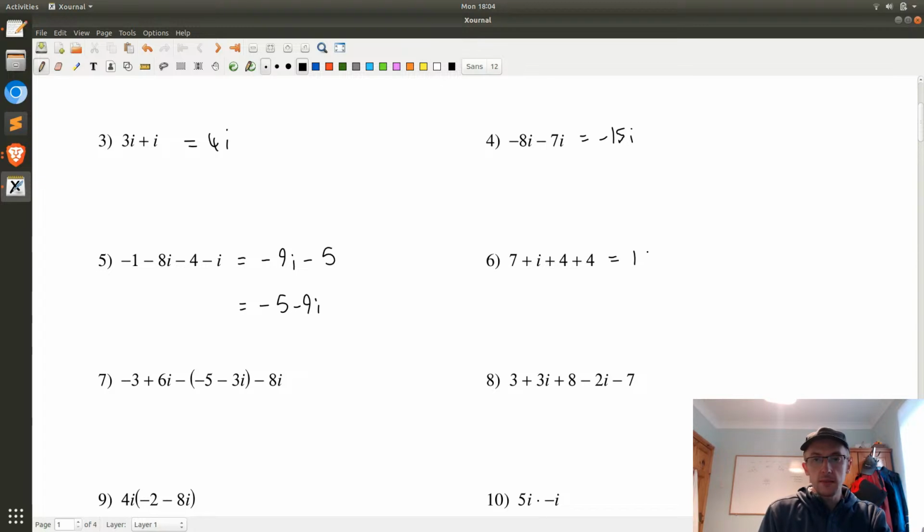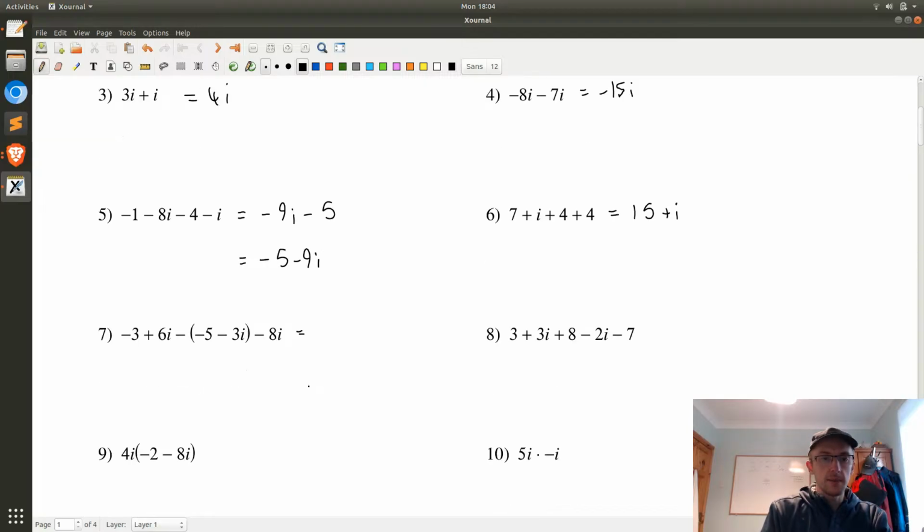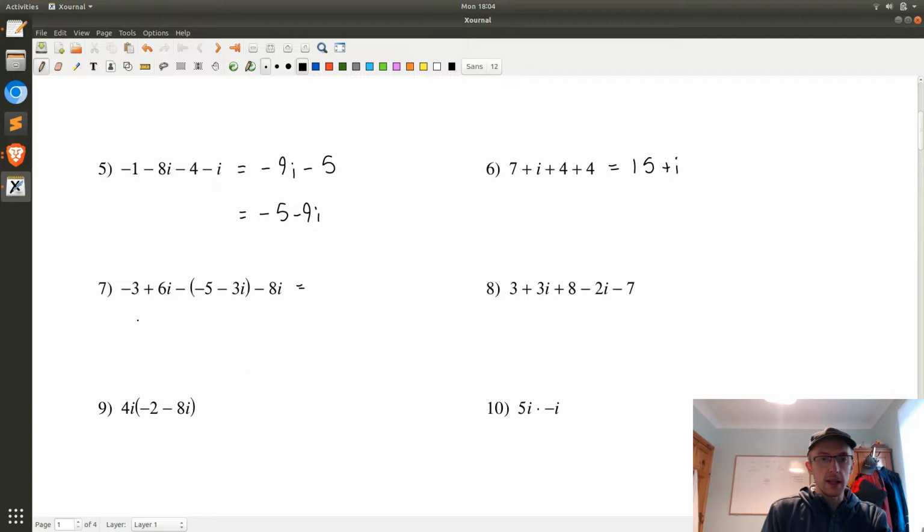Likewise here, this is 15 add i. And here, we have to expand the negative sign. So let's see if I can do it in my head. -3, add 5 is 2, 6i, add 3i, take 8i is just i. There, like that. And for this one, 11 take 7 is 4. 3i take 2i is just i.